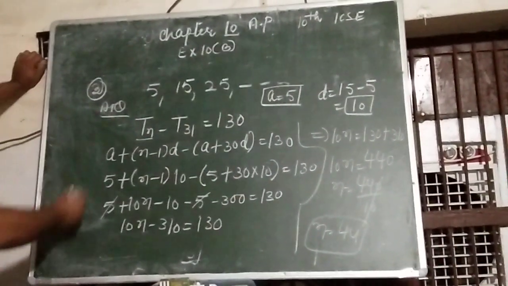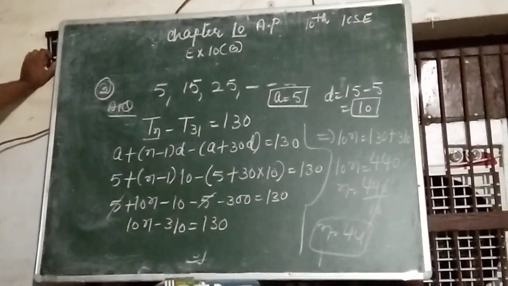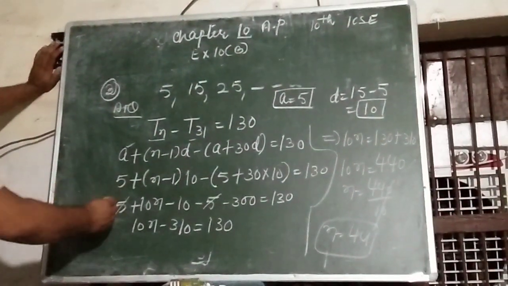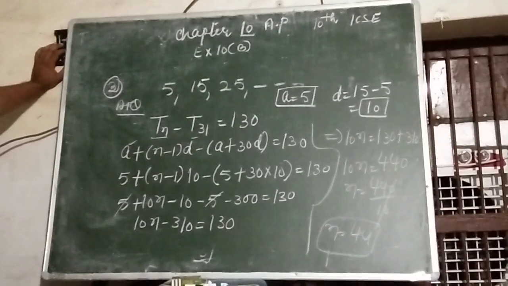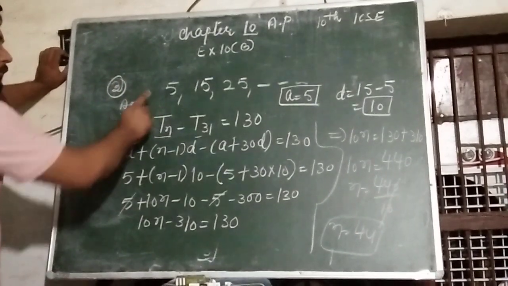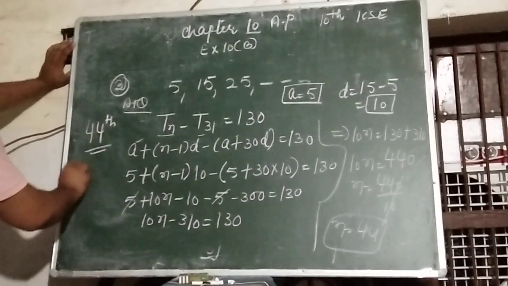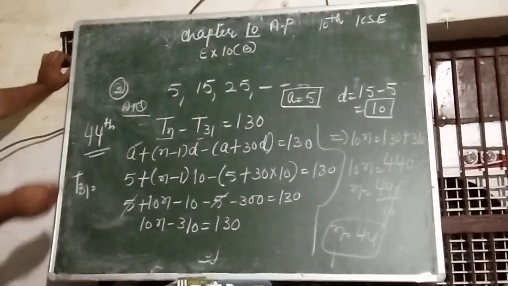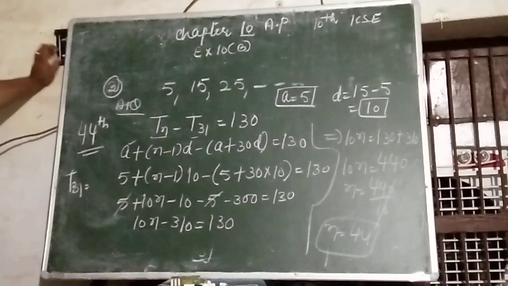So fill in the values: Tn is A plus n minus 1 D, the 31st is A plus 30D, and fill in the values of A and D. After that, after solving this, I got the value of n as 44. That is, I found n as 44. It means the 44th term of this AP is the one which is 130 more than the 31st term. What did we have to find? We had to find n.